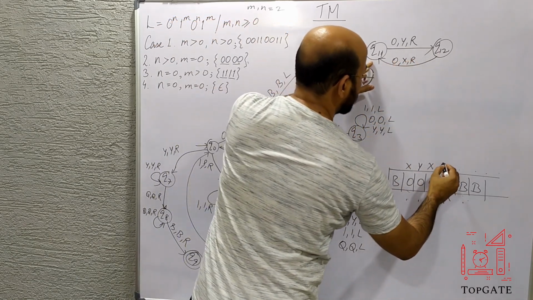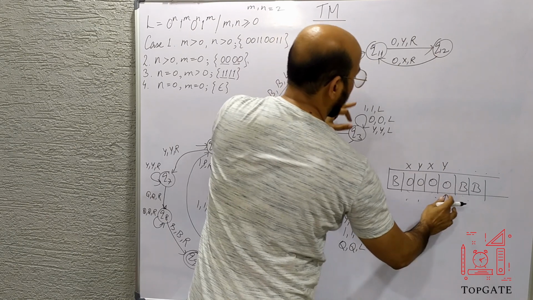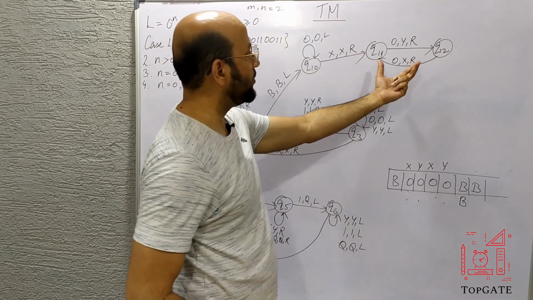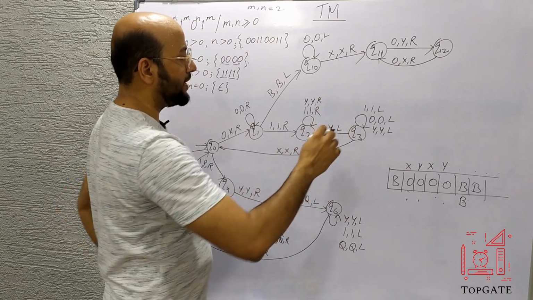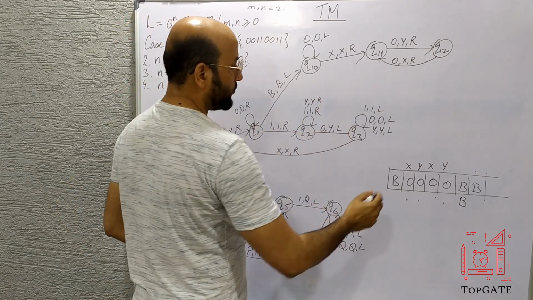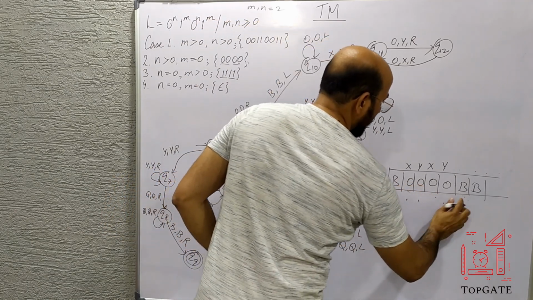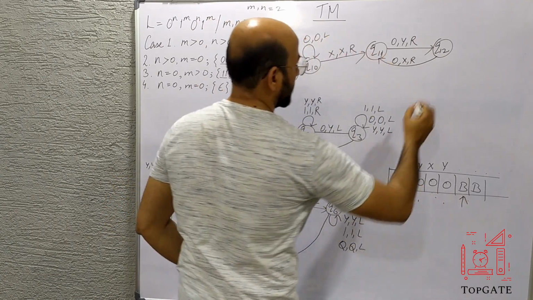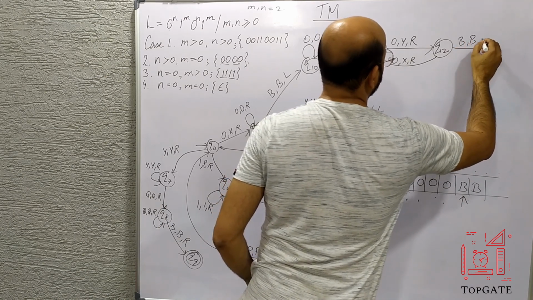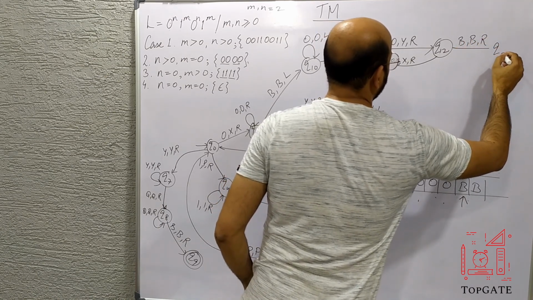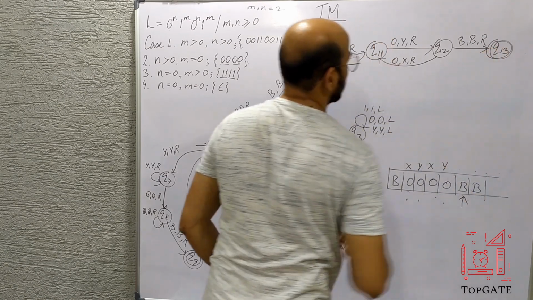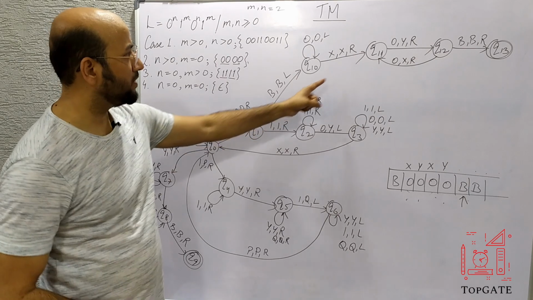So this 0 will be changed to y and the pointer will point on to this b. So this cycle will work and this cycle will make all the zeros as x and y, x and y, x and y. Okay, so finally my pointer is now pointing on to the blank. So I'll take a move for blank, that is, if you find a blank, keep it as blank and go to the right side and go to some final state and we are done. This is case number 2.